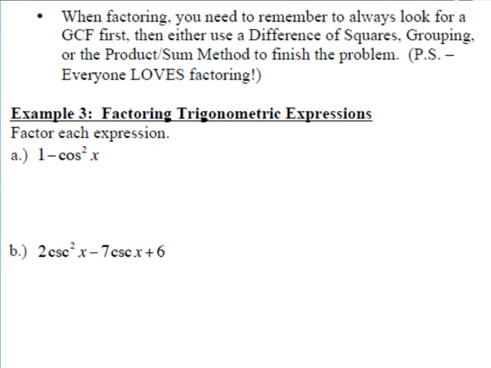And then four terms you just do by grouping. So for A, you have 1 minus cosine squared x. Do you have a GCF? Anything in common here? No. There's two terms, so this is a difference of squares. You get a 1 plus and a 1 minus.